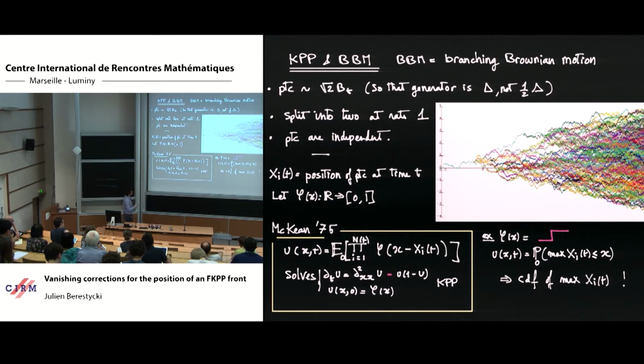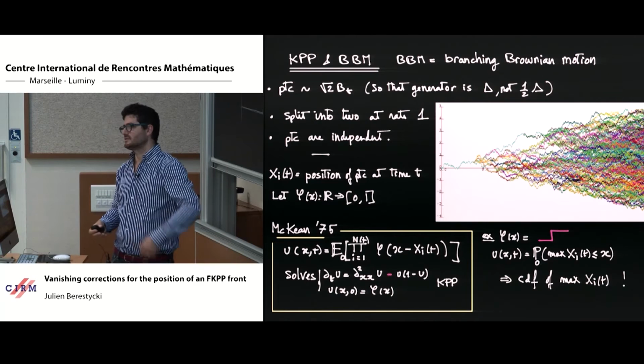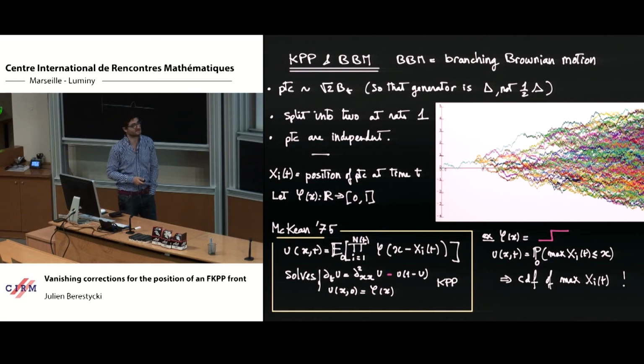If you draw a picture of what this might look like, you have your initial particle here, which is moving around as a Brownian motion. Then it splits, and then each of those splits again, and so you have this growing cloud of particles. I'm going to call xi of t the position of the particles at time t, and I'm going to take some test function phi from the real numbers to [0,1].